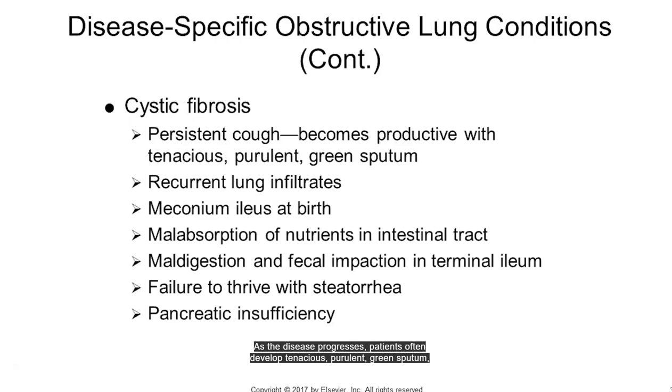As the disease progresses, patients often develop tenacious purulent green sputum as a result of Pseudomonas infection, and paroxysms that cause gagging and vomiting. Nasal polyps and sinusitis are also common. Pancreatic insufficiency occurs in 90% of patients, and fertility is affected in most males.